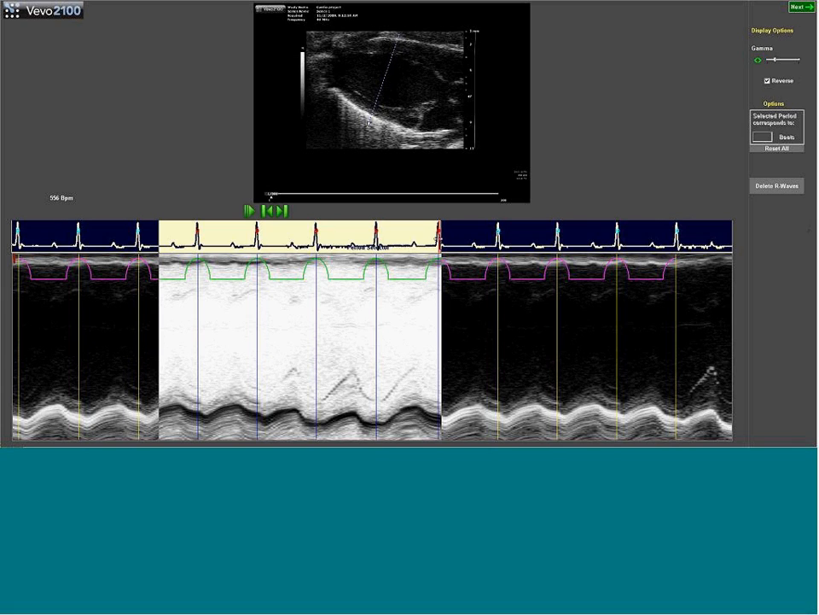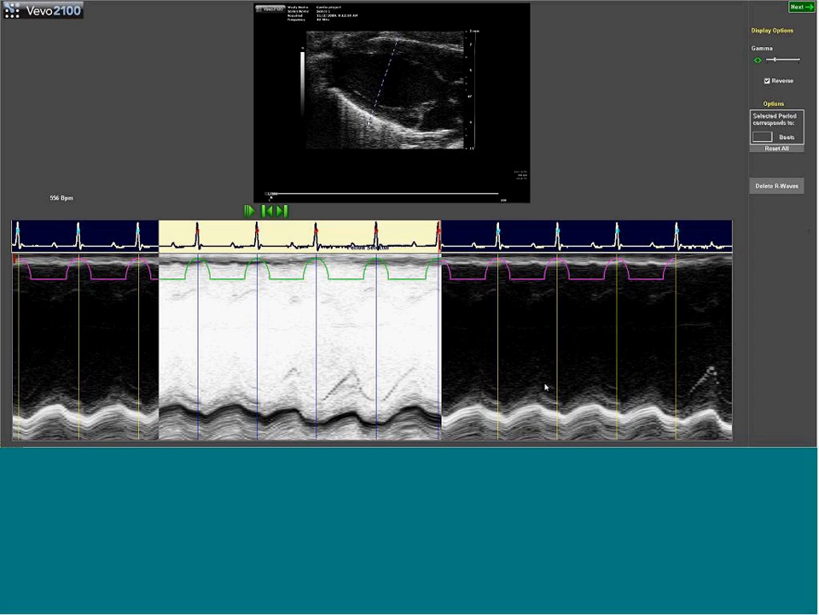So for VevoStrain, two things to remember. Not a good idea to load more than 300 frames in VevoStrain. 300 frames is a lot of data. 300 frames will give you this long anatomical M mode strip to work with. So this is a lot of cycles to work with.